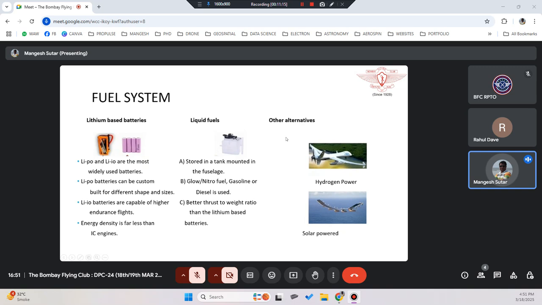What are the other alternatives? Not the lithium-based, not the liquid fuel, but there are now hydrogen or solar power. But these are as of now in a testing phase. It is about the future. In future you would probably have fixed wing drones based on hydrogen power or maybe on solar panels also.